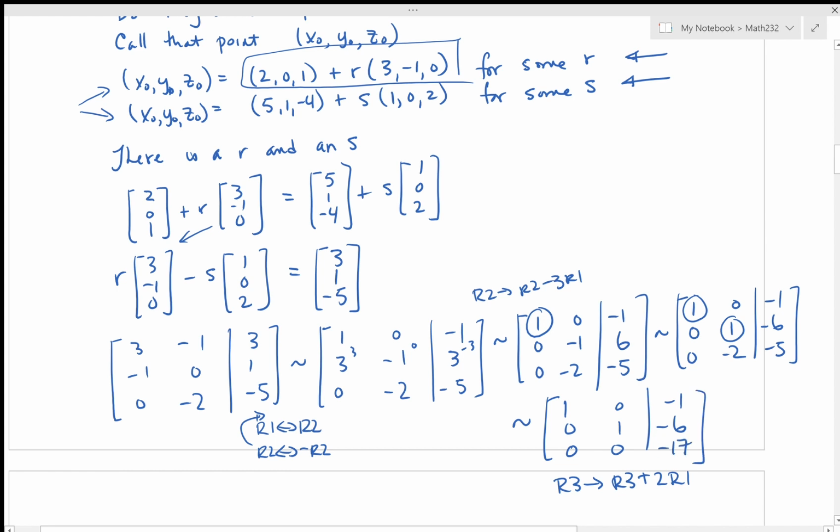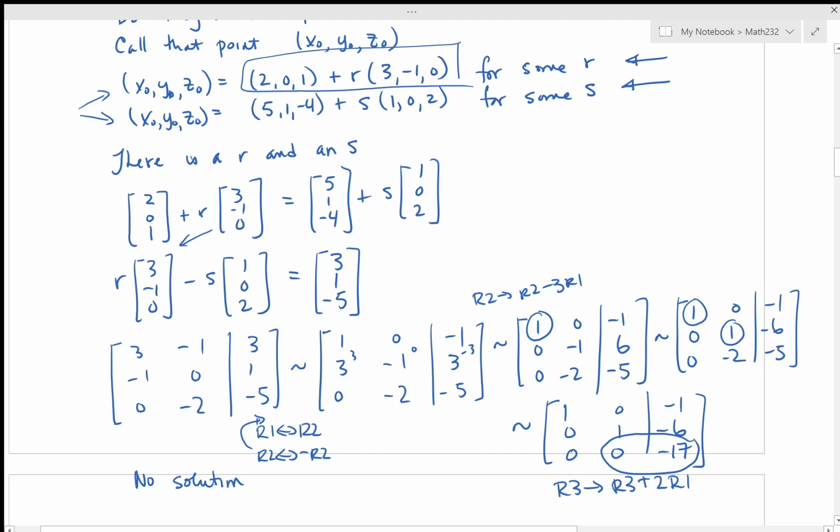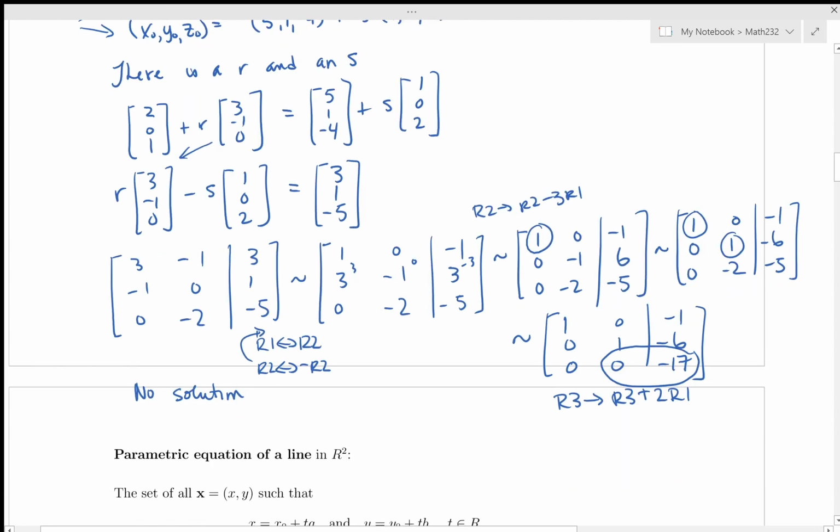So I immediately look down and I see we have a problem here. There is no solution. So there's no R and S that will make all 3 of these things true. So this is no solution. And what does that tell us? The lines do not intersect. Okay, so the lines do not intersect.